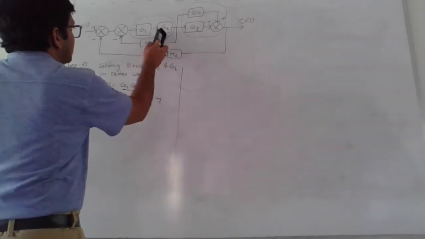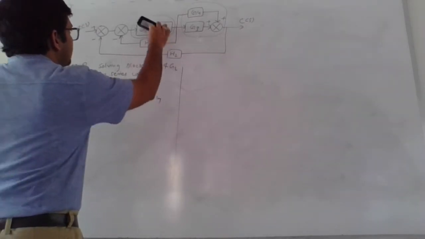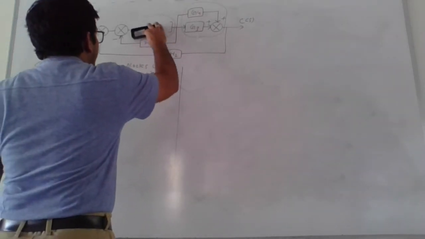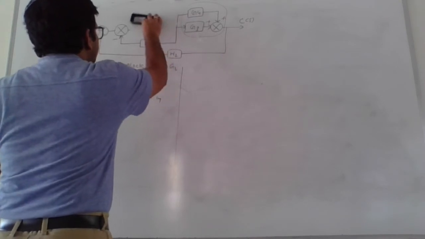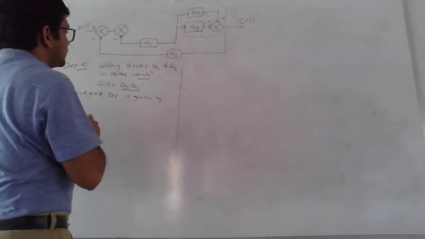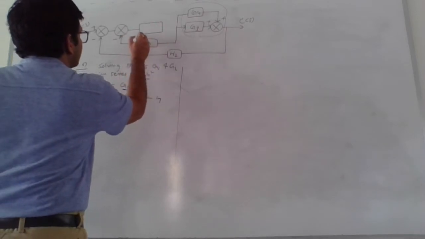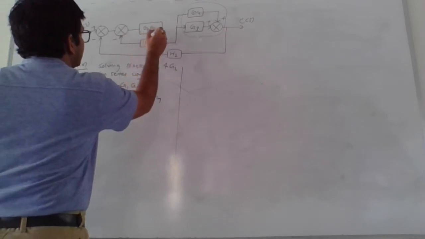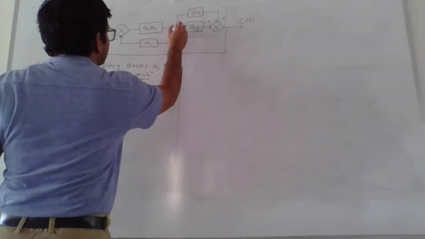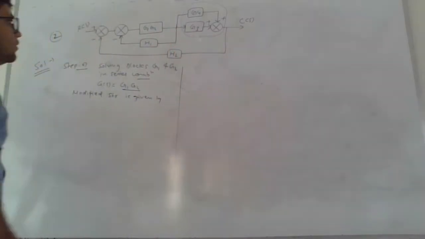Instead of drawing these two, we are now going to replace them by a single block of gain exactly equal to G1 into G2. Why G1 into G2? Because these two blocks are connected in series combination, and we know that when the blocks are in series combination, their effective gain is nothing but the product of gain of individual block.